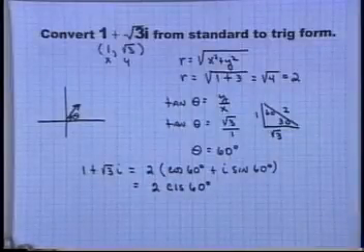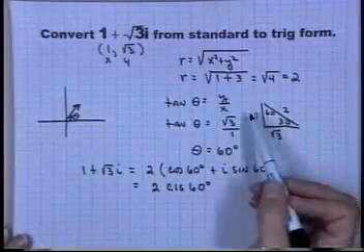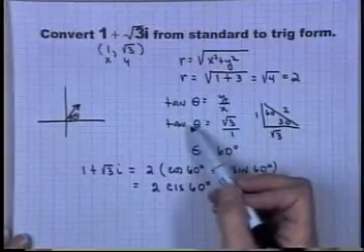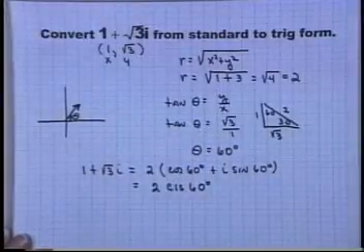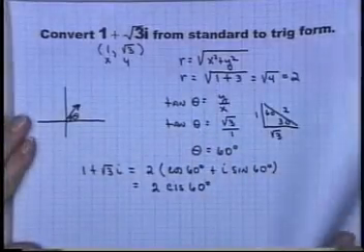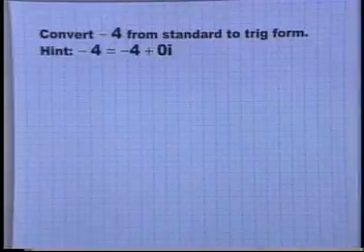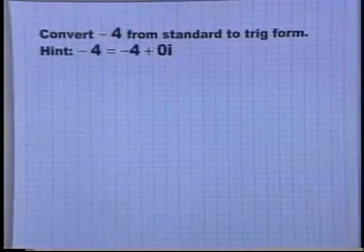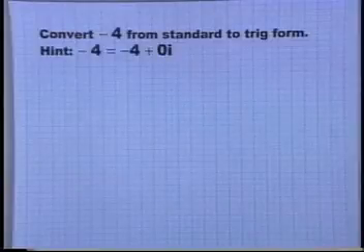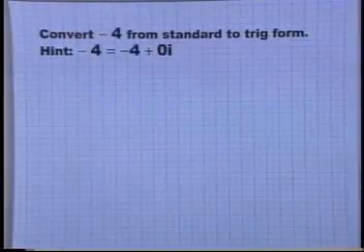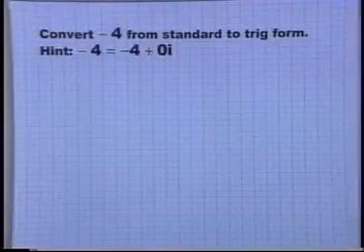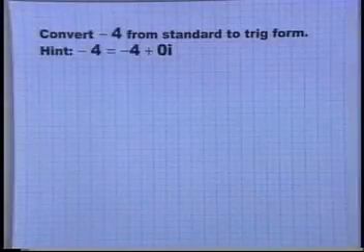Okay? Now that one was pretty simple because we didn't have to worry too much about our angle. We knew we were in the first quadrant. Let's look at another one. Convert negative 4 from standard to trig form. And I've given you a hint here. Negative 4 is the same thing as negative 4 plus 0i.